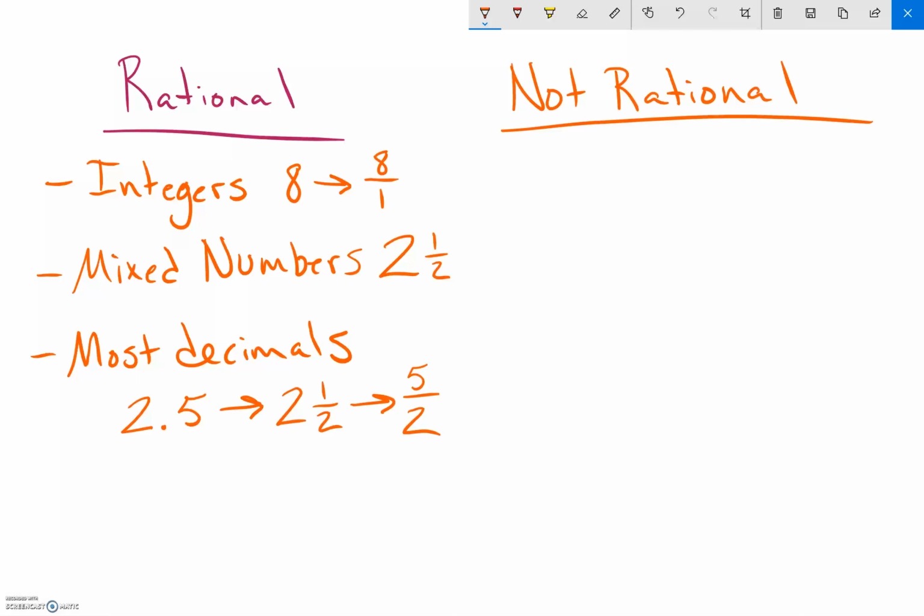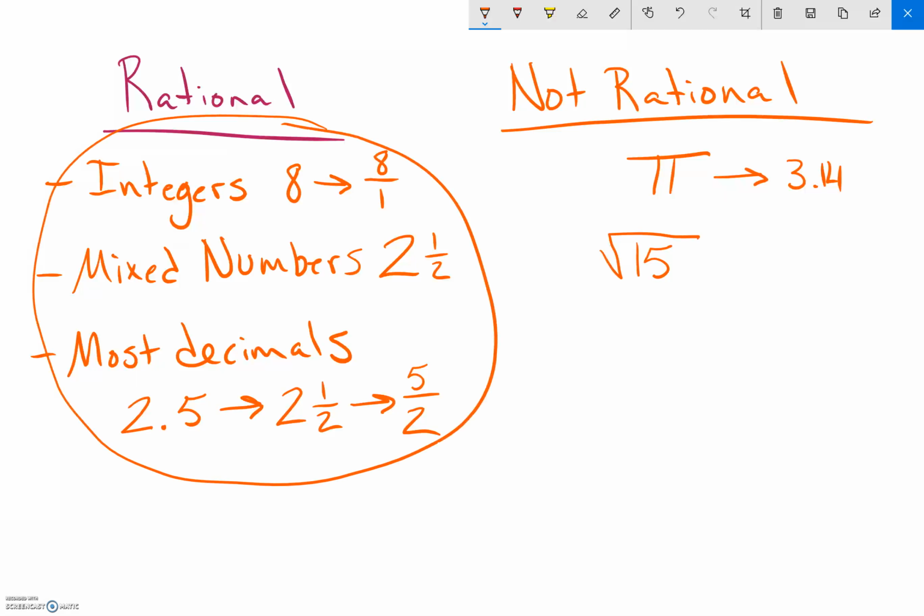Some that aren't, that we're going to work with, are pi. You've probably talked about it being 3.14. That's an estimation, but we'll work with pi a lot this year. And then some other not rational numbers are square roots that aren't perfect squares, like maybe the square root of 15, things that we'll get into later in the year. So today we're talking about rational numbers. We're talking about the ones that can be written as fractions.